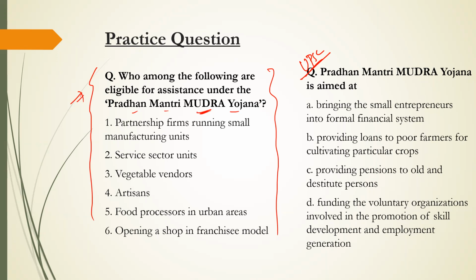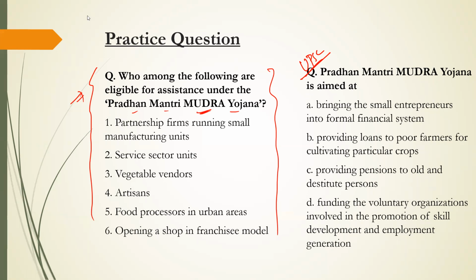3, 4, 6. Okay. 1, 3, 4, 5. 1, 5, 6, 3, 4. 3 and 4. 2 and 5. Except 6. 1, 3, 4. Excluding 3 and 6. Chalo.